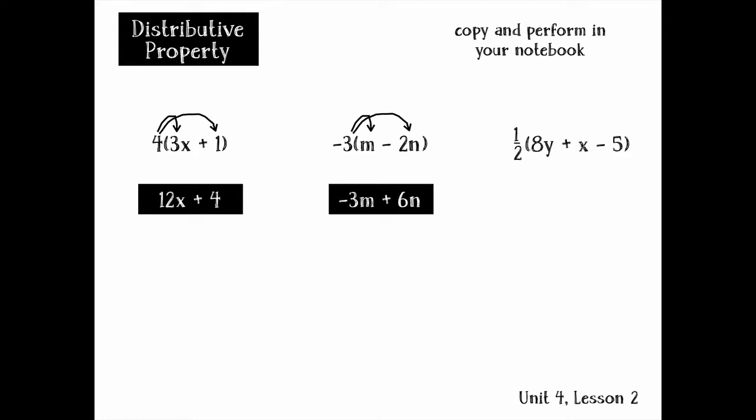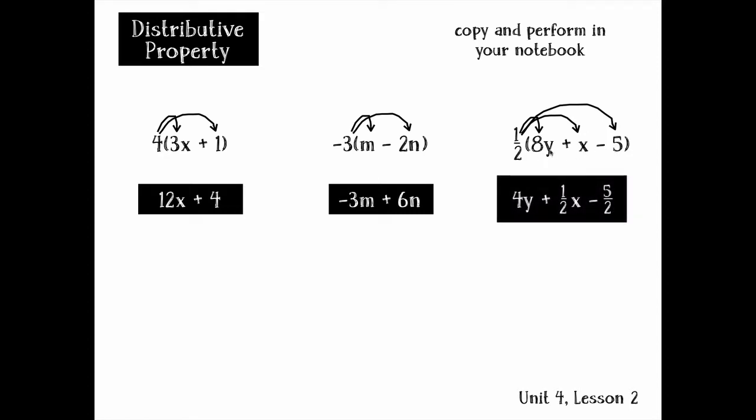The coefficient in front of x is 1 right now. So I'm taking half of 1, which is just 1/2. And then I'm going to take half of 5. So I get half of 8y, which is 4y, half of x, which is 1/2 x, and then half of 5, which is 5 over 2. And that's what my answer is going to be. So 4y plus half of an x minus, remember 5 times 1 is 5 over 2, 5 halves, right?